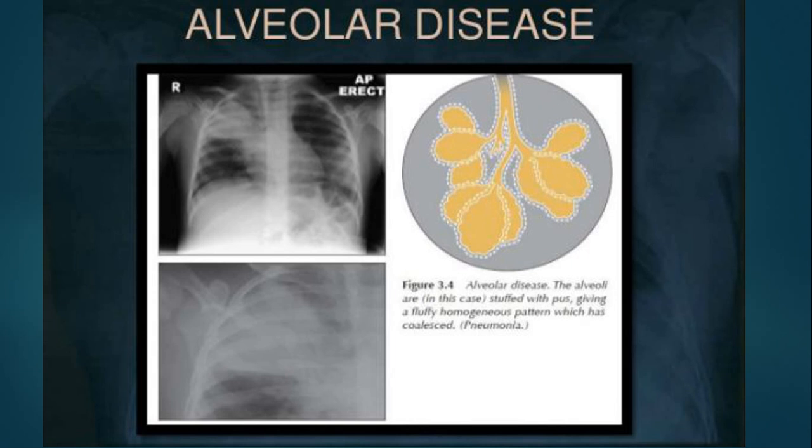It's like cotton. Okay, so this indicates that here we have an alveolar disease, an airspace disease, something that is filling the alveoli, and these alveoli do not contain air. They contain something else. Okay, in this case it was a pneumonia, and the alveoli were filled with pus.